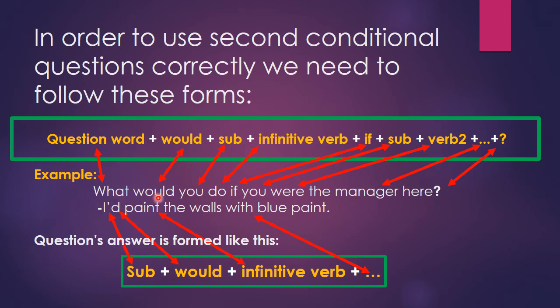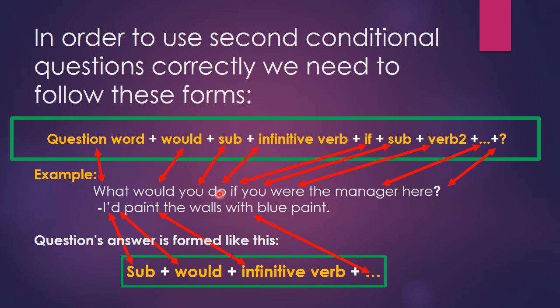So, what would you do if you were the manager here? I would paint the walls with blue paint. So at first let's see the question. Here is the question. We need a question word, which is what. Then we have would. We can't make a short form of would here, so it stays as it is. So what would, a subject, you, what would you, infinitive verb, do.